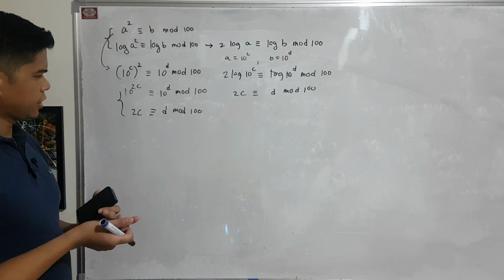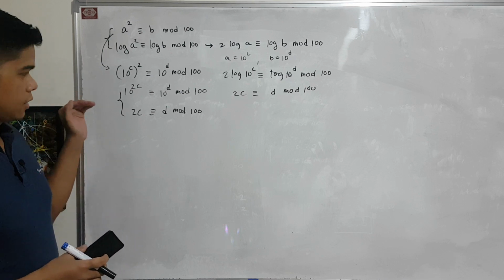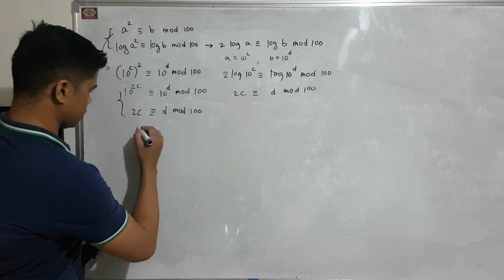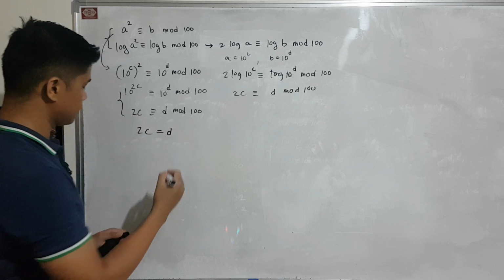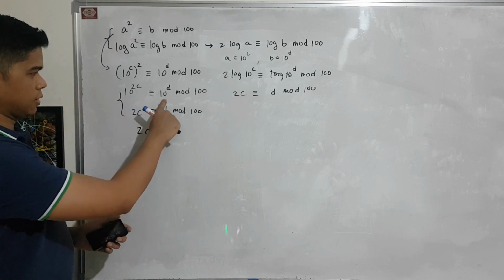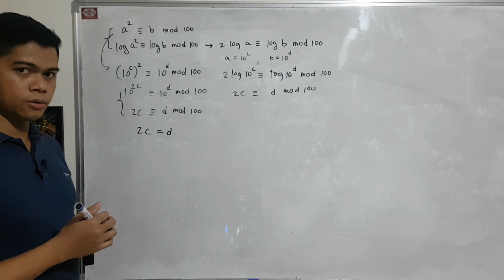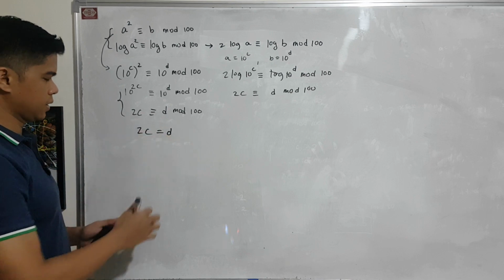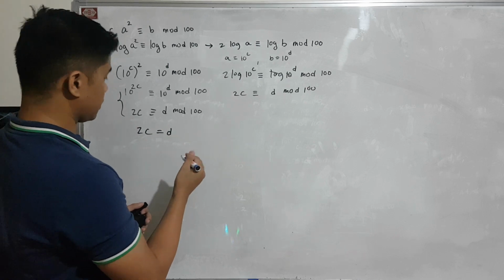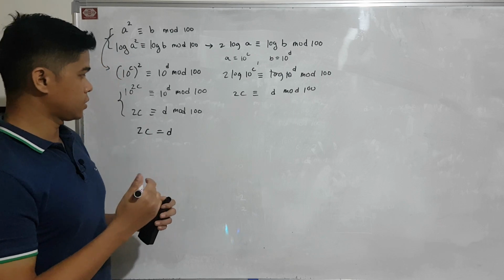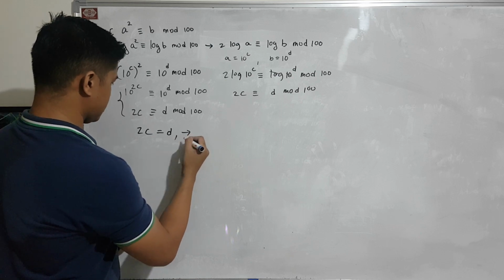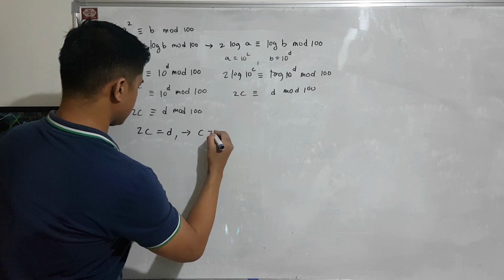Since any number is congruent to itself, if you analyze this system, one of the solutions must be 2c equal to d, right? So if 2c equals d, 10 to the 2c is equal to 10 to the d, which satisfies the first congruence, and also 2c is congruent to d because they are equal. So we can write 2c equals d as c equals d divided by 2.